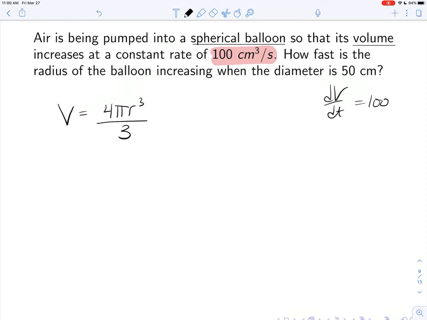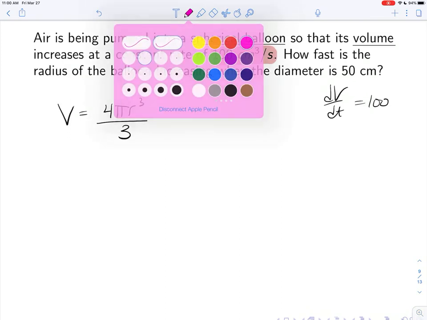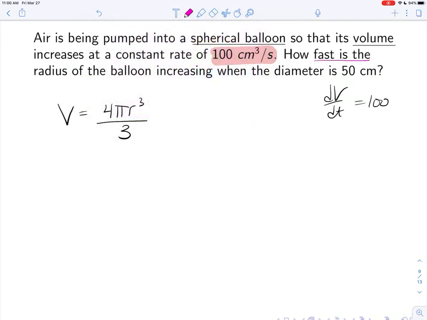Okay, the question is, how fast is the radius of the balloon increasing? Right, let's underline that. So that's what we want. That's what we're after. We should write that down. So that's dr/dt. That's our goal.